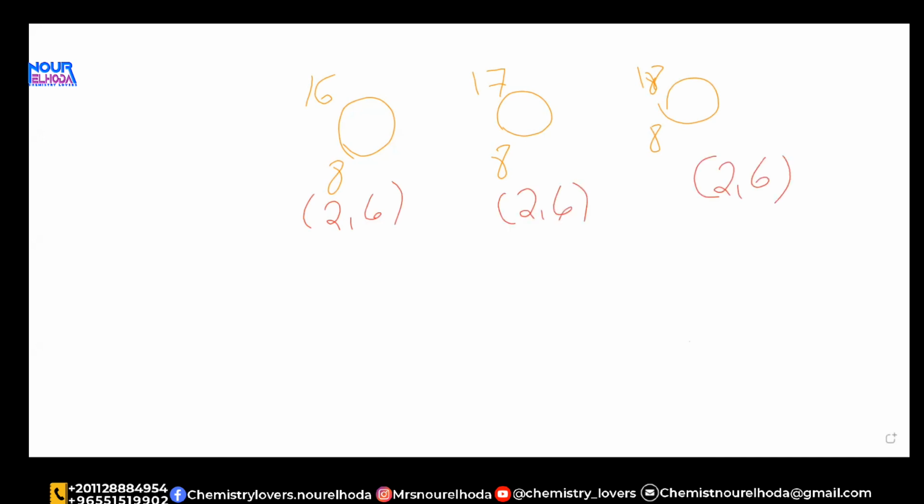If I'm going to say oxygen is 16 and 8, am I right? Another isotope of oxygen is 17 and 8, another isotope is 18 and 8, okay? Then if I'm going to check the configuration, all the time oxygen is going to be 2 and 6, am I right? Because only the mass number changed, but the atomic number, is it the same or not?